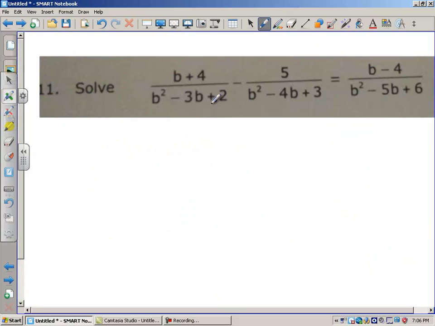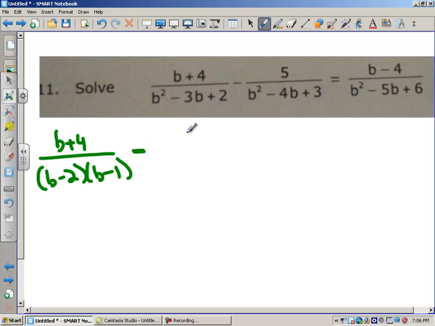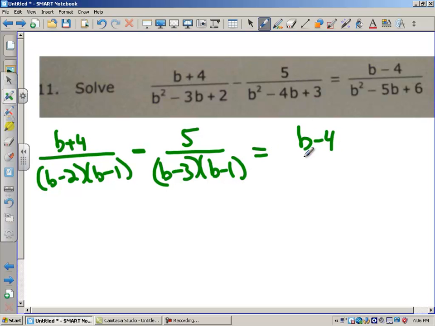Okay, here we're going to start by factoring. And if we have an equal sign, this is not going to be as bad. And you're going to like this better. So I'm going to have b plus 4 over... if you factor this bottom, you're going to get b minus 2, b minus 1. And then the second fraction, you're going to have b minus 3, b minus 1. And then on the other side, we're going to have b minus 3 and b minus 2.